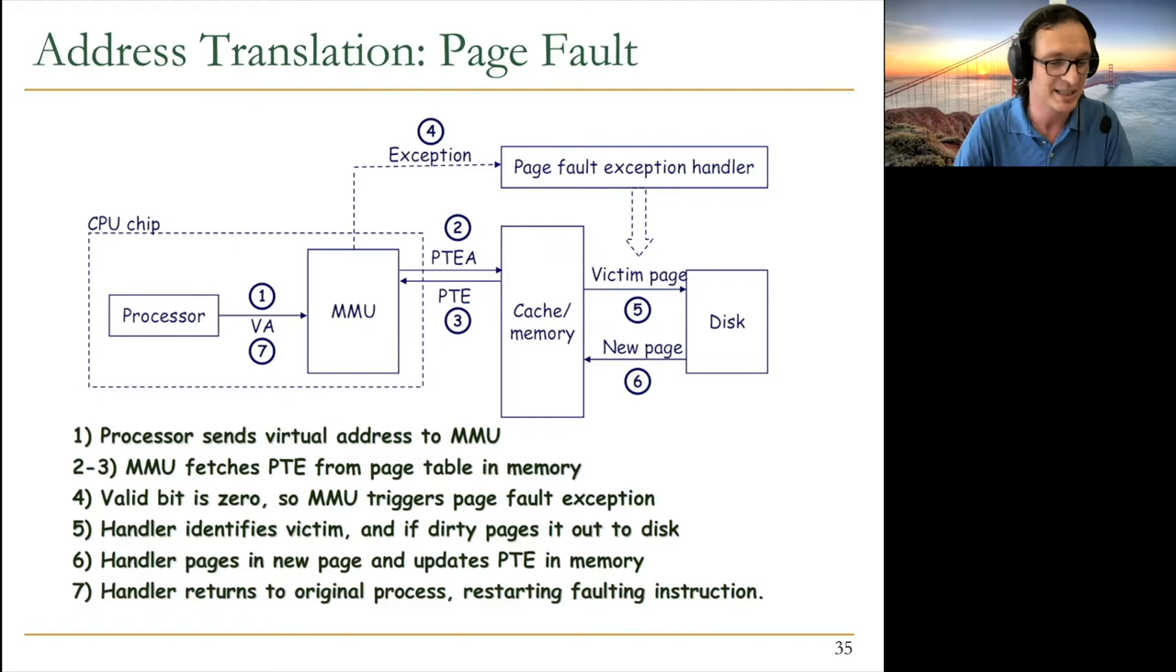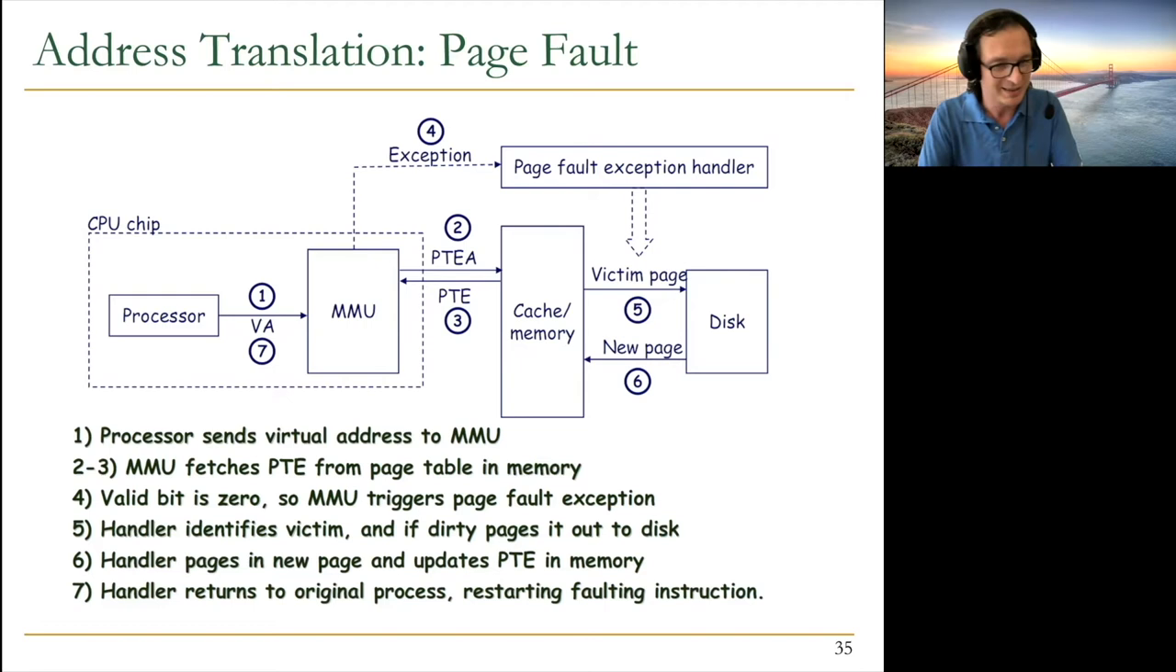If it's full, the page fault handler identifies a victim page, and it basically replaces it with the new page coming from the disk. Of course, if the victim page is dirty, it needs to be written back to the disk. And then the page fault handler pages in the new page and updates the PTE in memory. It changes the translation basically. And it changes the translation for the evicted physical frame as well. So think about how to do that.